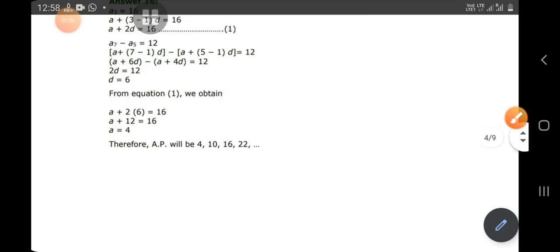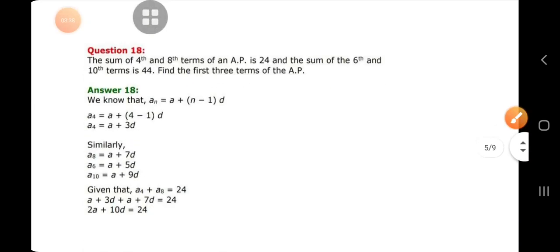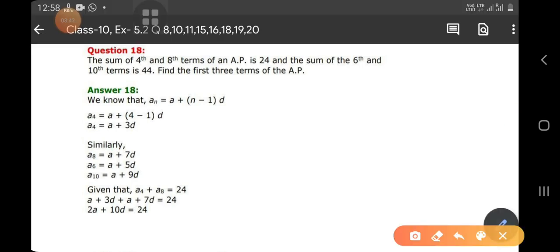Now we will solve another question, that is question number 18. Listen carefully. The question is as follows. The sum of the fourth and eighth term of an AP is 24 and the sum of the 6th and 10th term is 44. Find the first three terms of the AP. That means you have to find a1, a2, a3. So if we get the values of a and d, then I can find the series or any terms. So first we will find a and d.